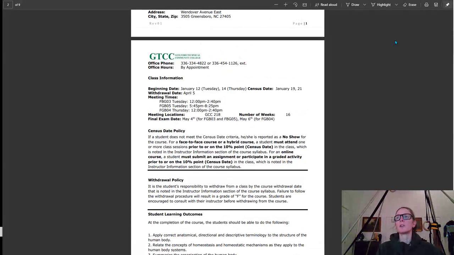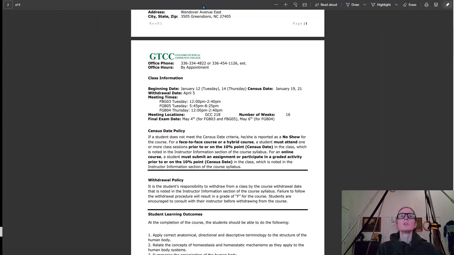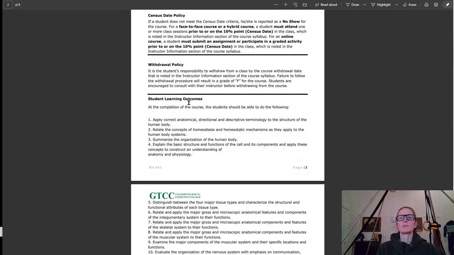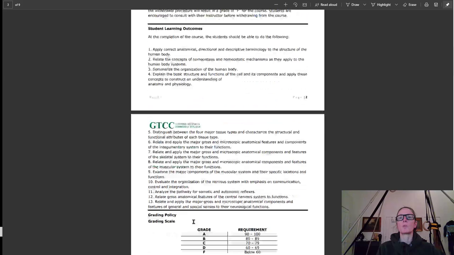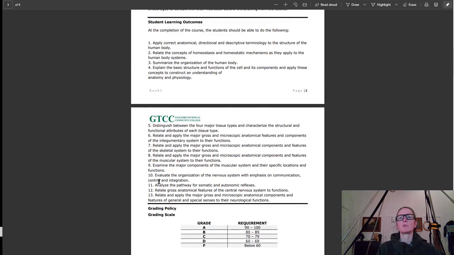You'll also see my email address for GTCC under my picture. So this syllabus is important because it outlines for you the learning objectives for the course. And these are the overall course level learning objectives. So this is what you are expected to be able to do by the end of the course.